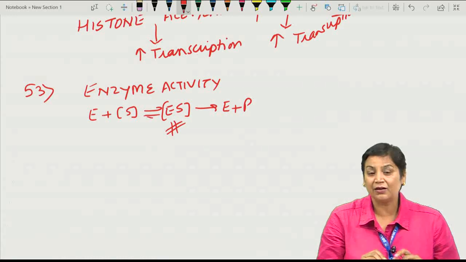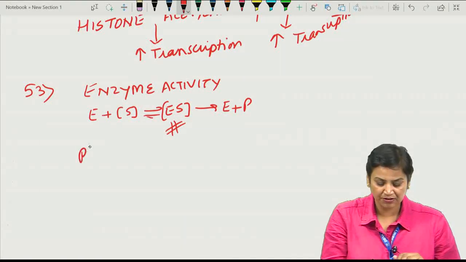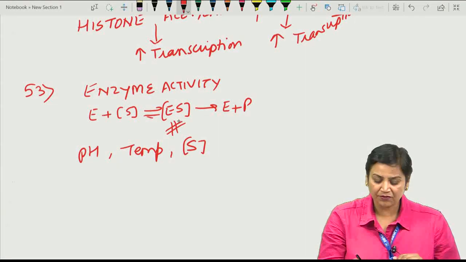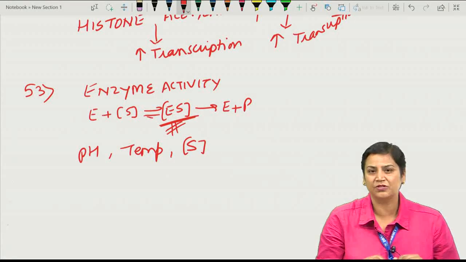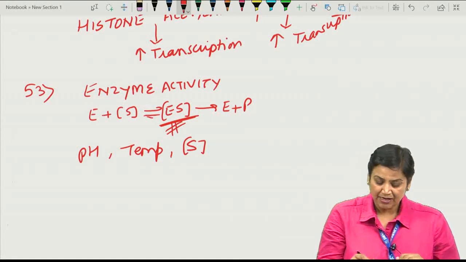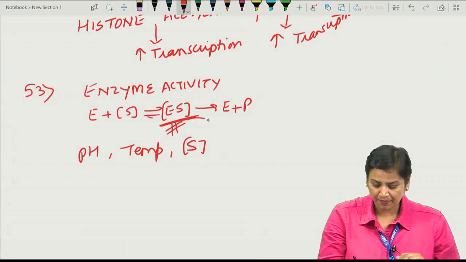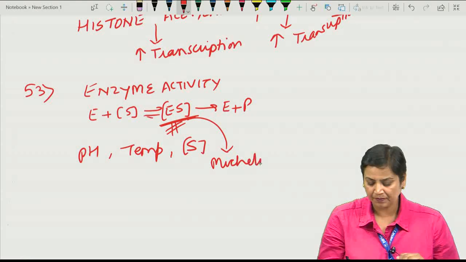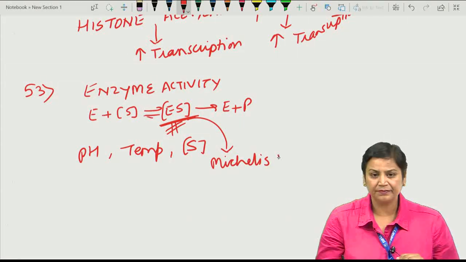Now experimentally, what are the factors which can affect the activity of the enzyme? pH, temperature, and most important is substrate concentration. Because we cannot verify the enzyme-substrate complex, we cannot experimentally judge how much enzyme-substrate complex is produced. For this, there were two scientists, Michaelis and Menten.